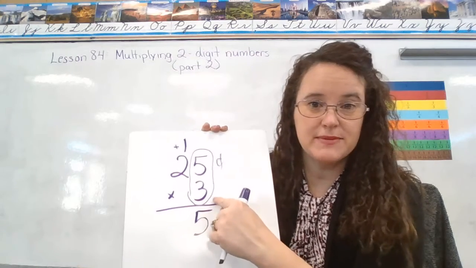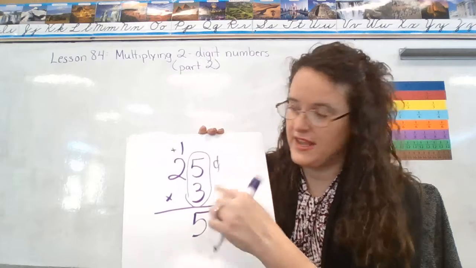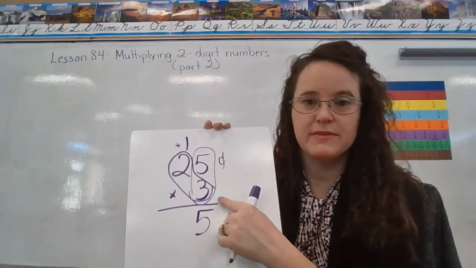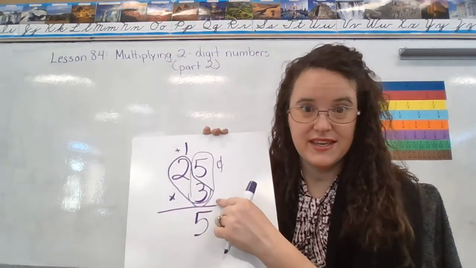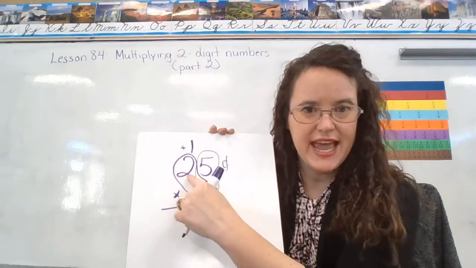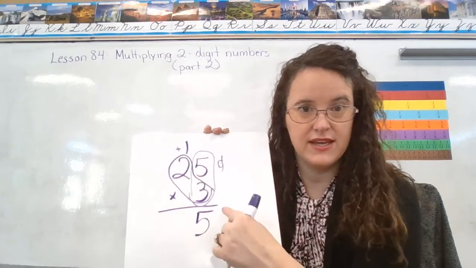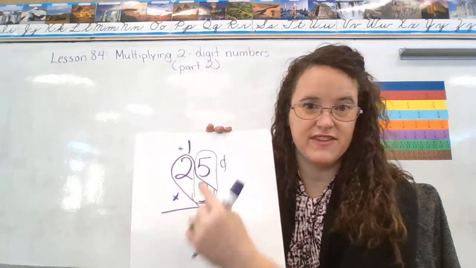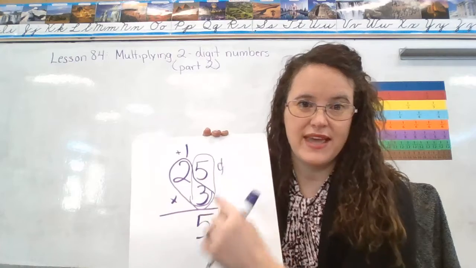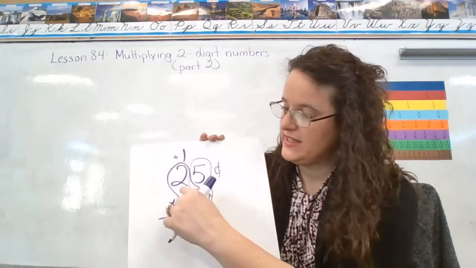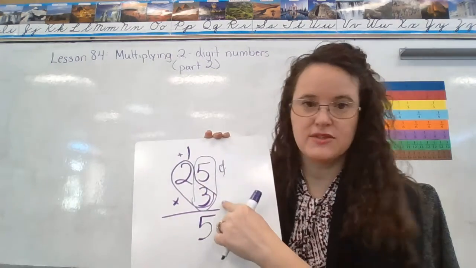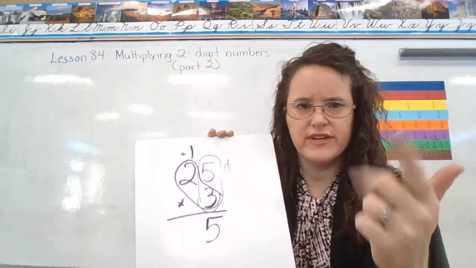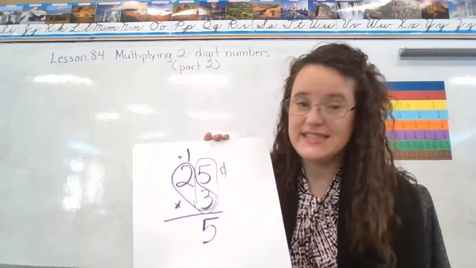Now we're going to multiply our tens place. So we're still multiplying it times 3. We need to say, what is 2 times 3? We can think of it as, what is 2 tens times 3? Because really this 2 is a 20. It's 25 cents, not 2 and 5 cents. So we say, what's 20 cents times 3? Well, I can count by 20s. 20, 40, 60. So I have 60 cents.